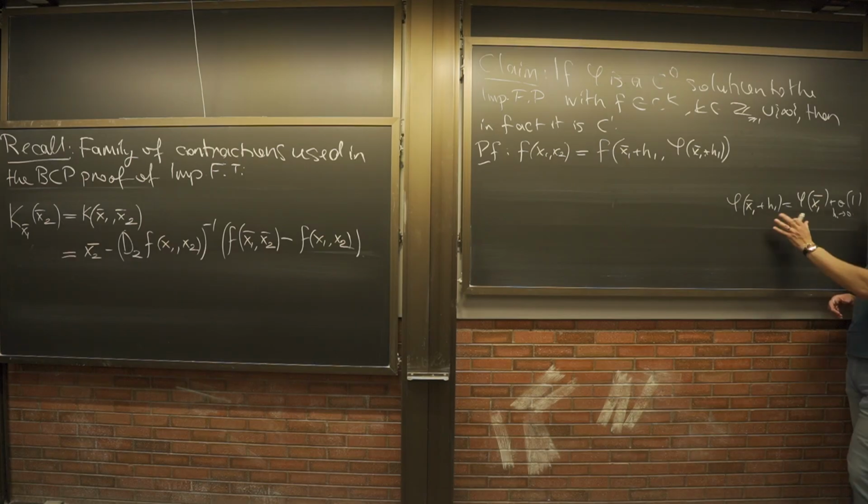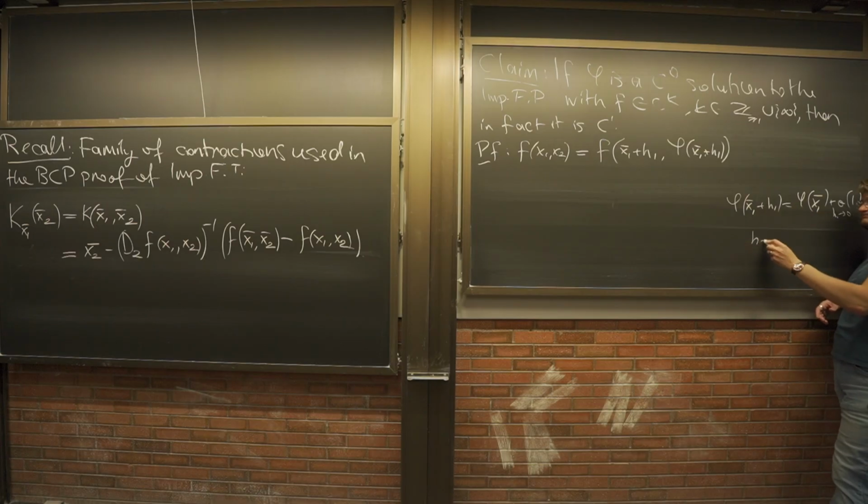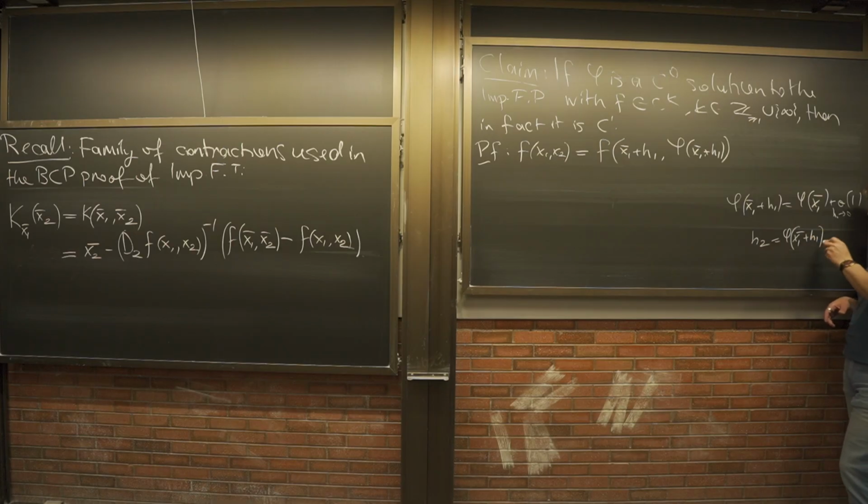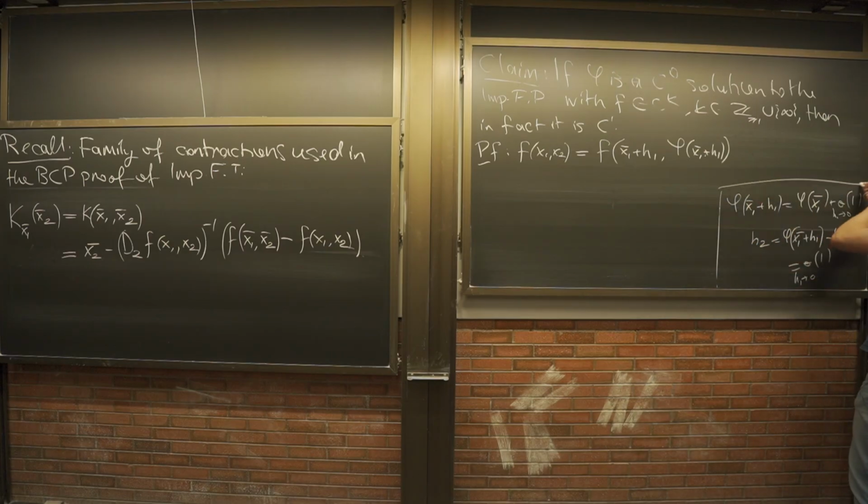And so what I'm going to do is I'm going to denote the difference of these two by h2. So that h2 is little o of 1 as h1 goes to 0. This means that h2 is a perturbation that goes to 0 as h1 goes to 0. OK. And so with this, then I can write phi of x1 bar plus h1 to be phi of x1 bar plus h2.